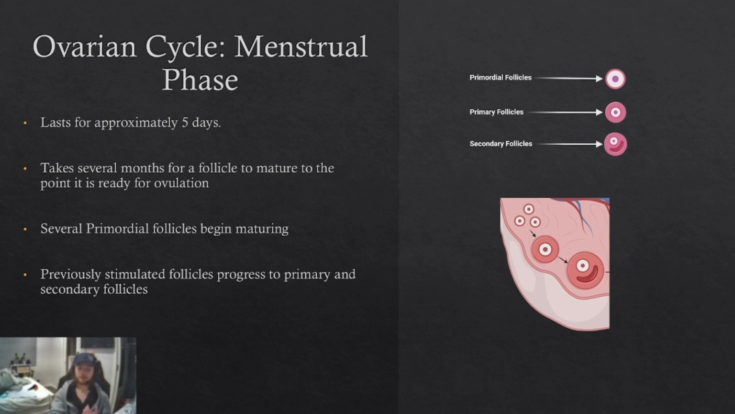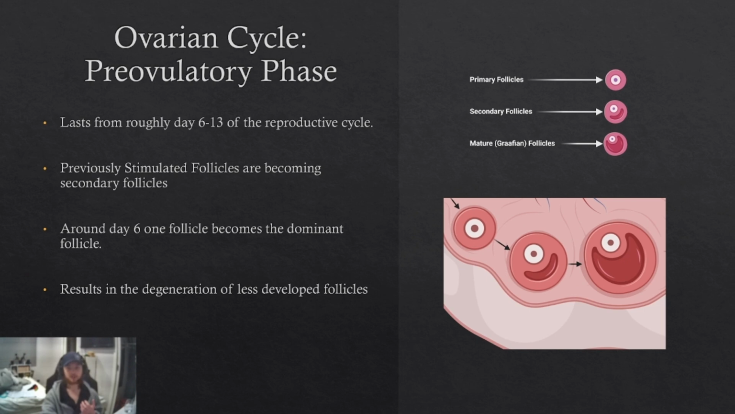primary and secondary follicles. The pre-ovulatory phase begins around the end of menstruation and ends at the start of ovulation, lasting roughly from day 6 to 13 of the reproductive cycle. Some of the follicles that were stimulated months prior have now become secondary follicles and are continuing to grow, with around day 6, one of them clearly outgrowing the rest, becoming the dominant follicle.